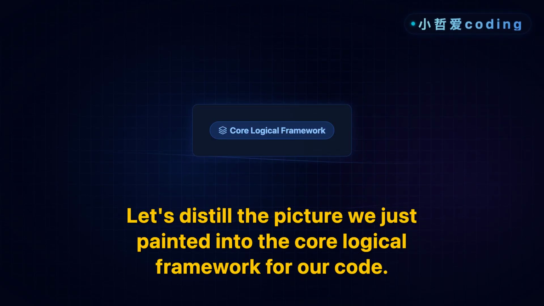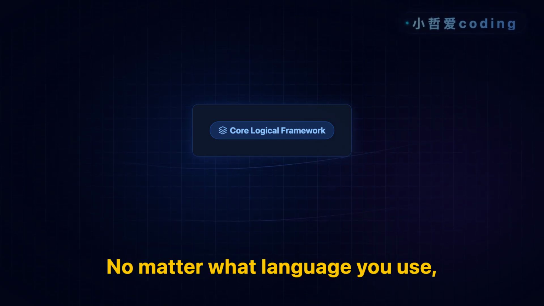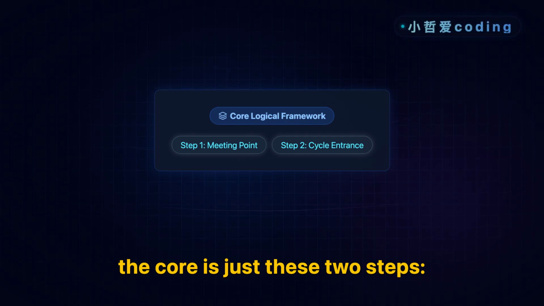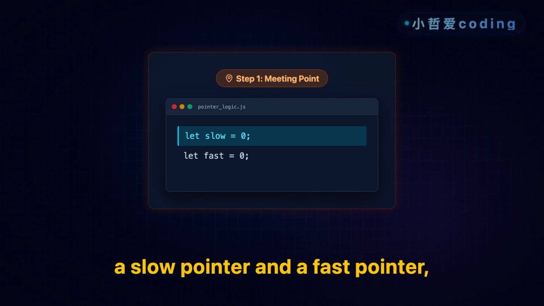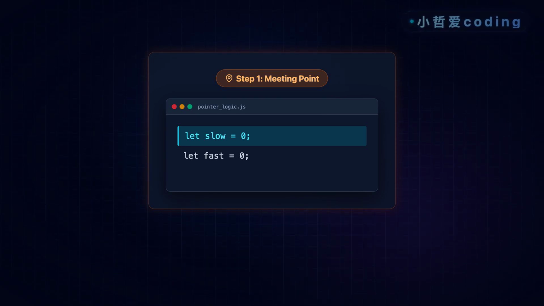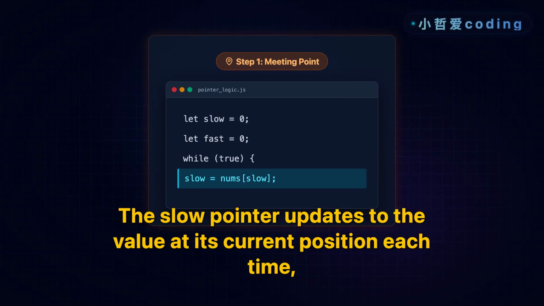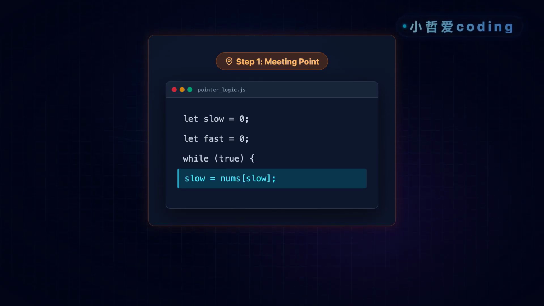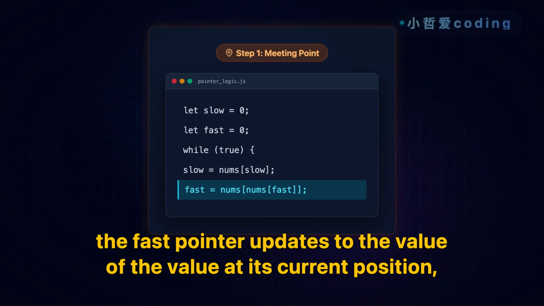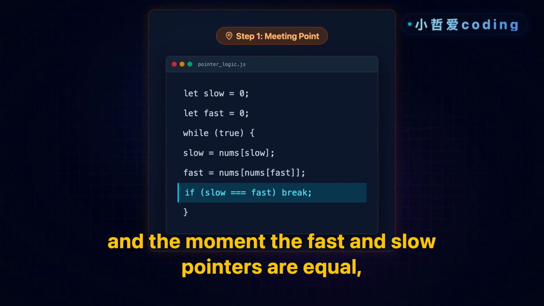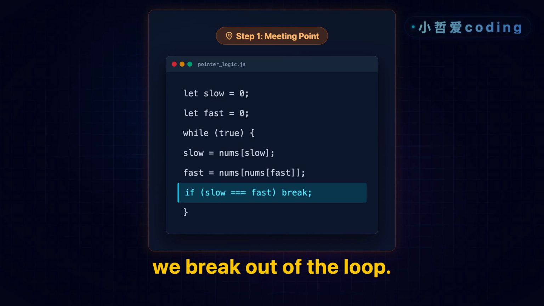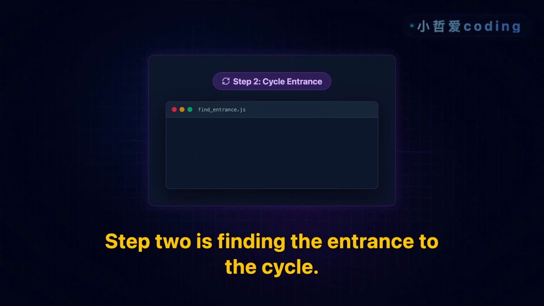Let's distill the picture we just painted into the core logical framework for our code. No matter what language you use, the core is just these 2 steps. Step 1 is finding the meeting point. We initialize 2 variables, a slow pointer and a fast pointer, both equal to 0. Then we start an infinite loop. The slow pointer updates to the value at its current position each time, which equals taking 1 step. The fast pointer updates to the value of the value at its current position, which is taking 2 steps. We keep checking inside the loop, and the moment the fast and slow pointers are equal, we break out of the loop.